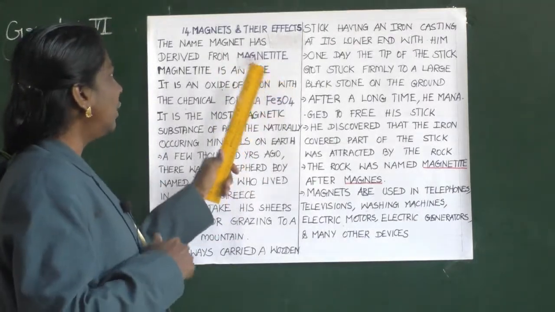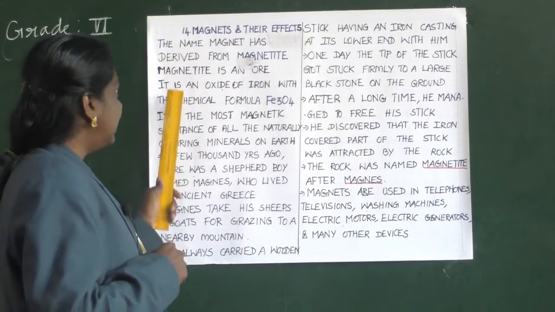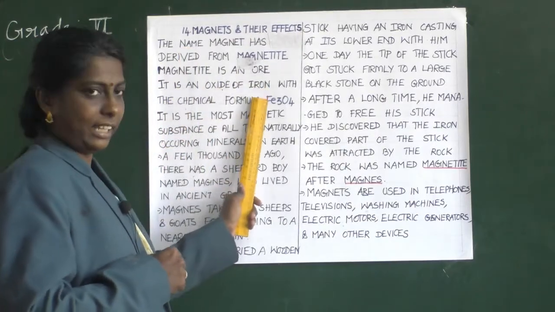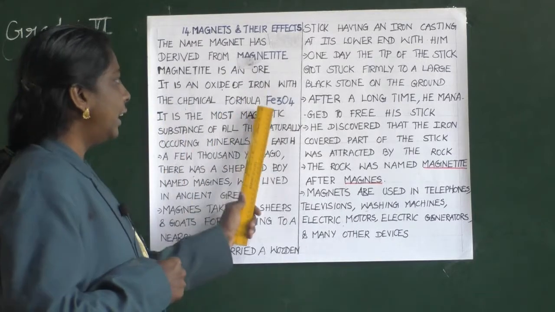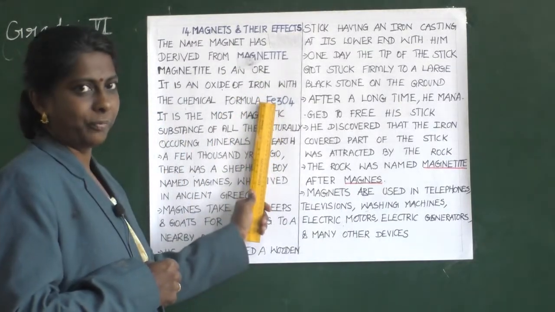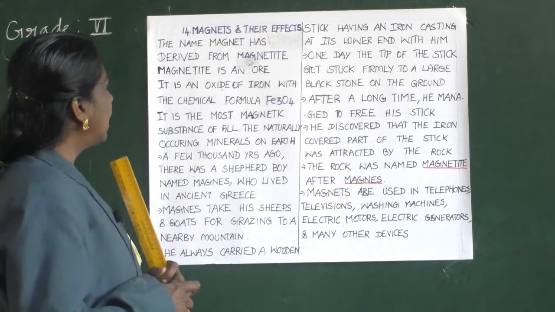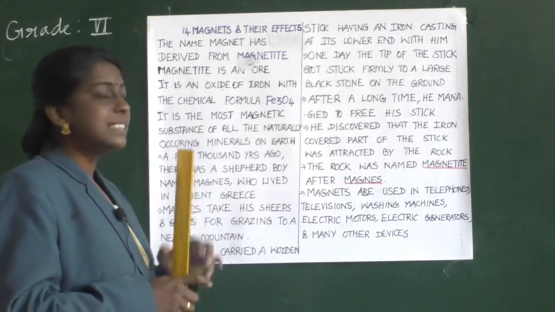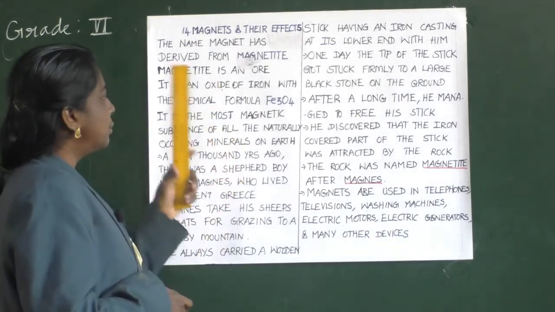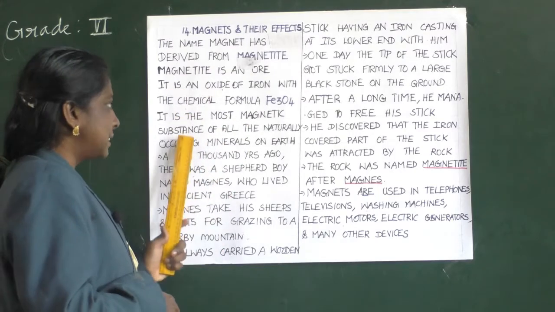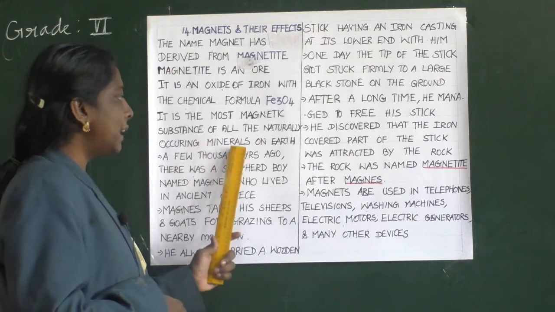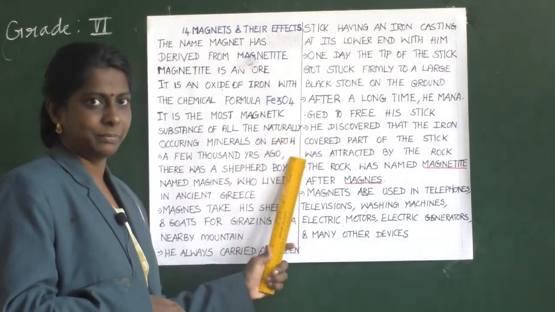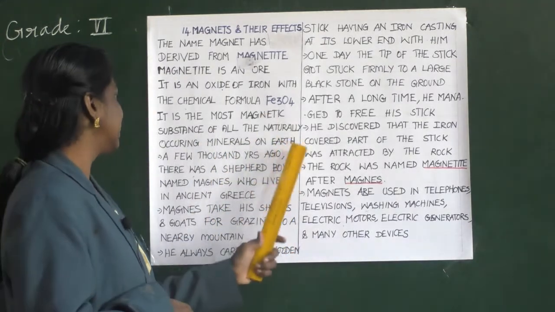Then, what is that made up of? It is an oxide of iron, with the chemical formula Fe3O4. Clear? Now, this iron oxide is the most magnetic substance of all the naturally occurring minerals on earth. Clear children?